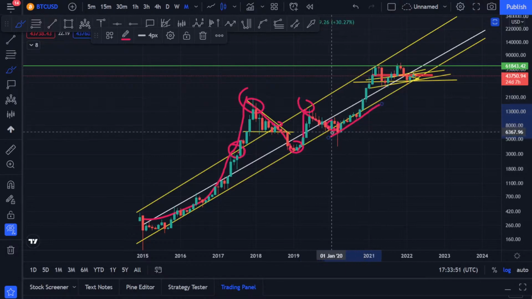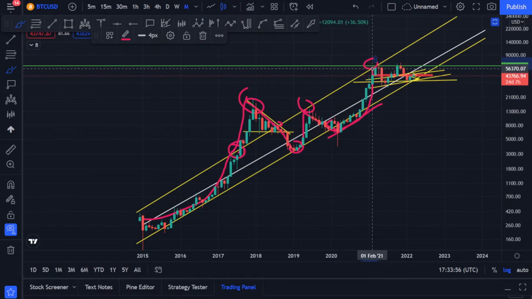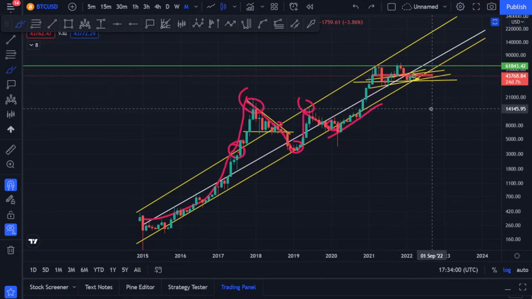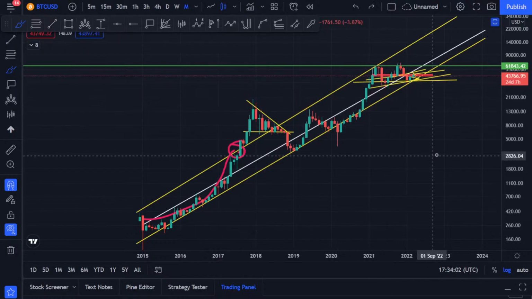This was the Corona dump. So again, we went up, hit this resistance, came back. We are coming back to the support. Okay. Now we are still at the moment. Let me show you.